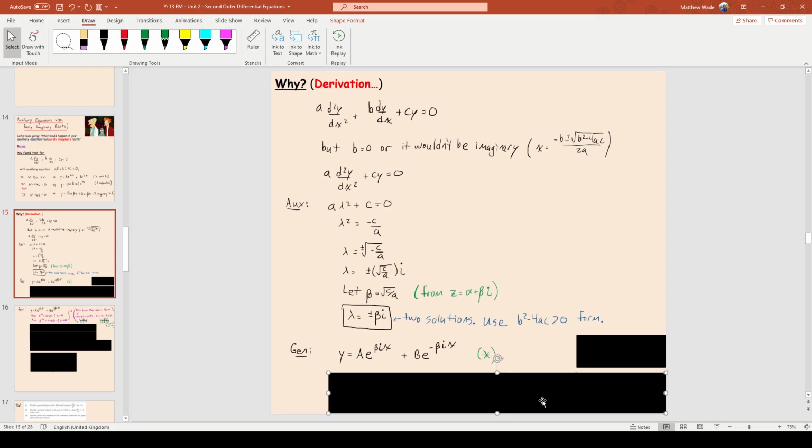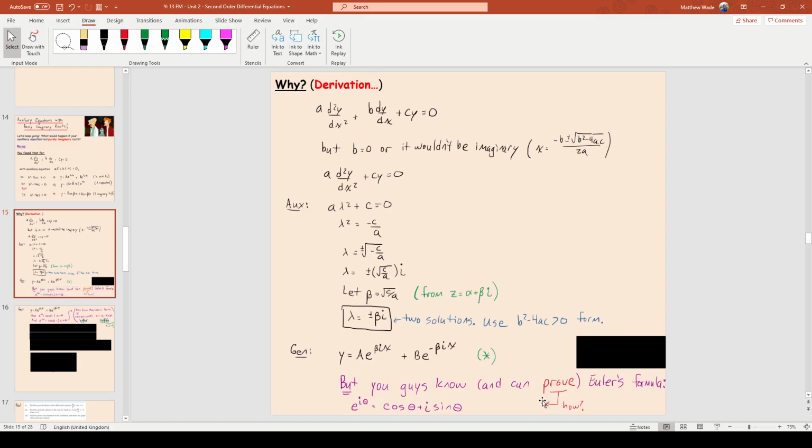Now, my buddies, it's about to get exciting. This could be the final answer, but actually there's a better way of writing it, and here's what it is. You can use Euler's formula, my buddies, which is this: e to the i theta equals cos theta plus i sine theta.